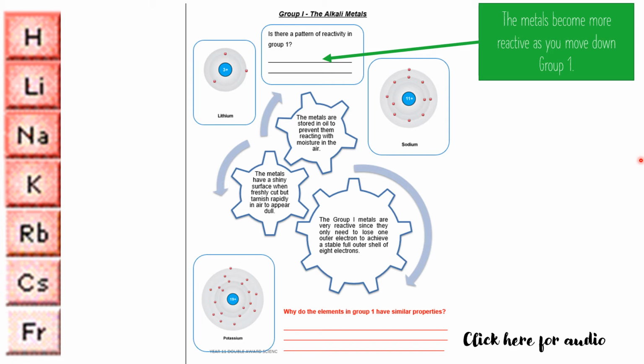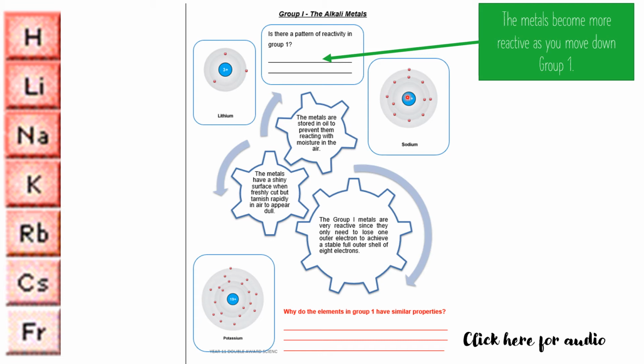Hopefully you've paused and you have written that in. The reason why they become more reactive down group 1 is because of this distance that we have between the nucleus and the outer shell. With lithium, there's a very small distance. So that means that that outer electron is held very tightly by the nucleus. If you look at sodium, there's one more layer in between the nucleus and the outer electron, so it's not held as tightly, which means it can be more easily lost.